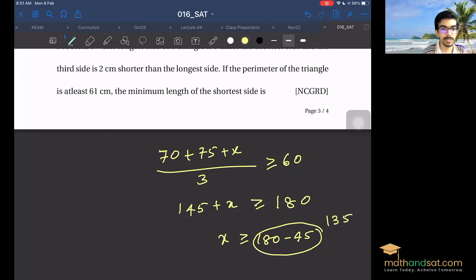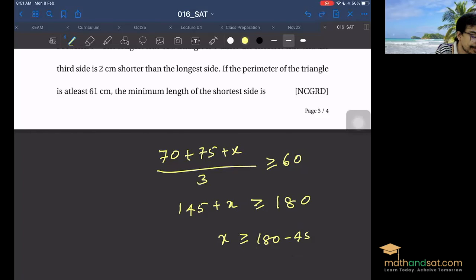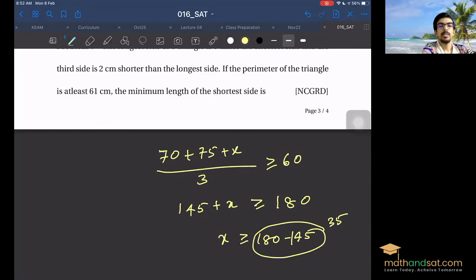Oops, did we make a mistake? Sorry, I made a mistake. It's not 45, it's 145. 180 minus 145 is going to be 35, not 135. So he has to score a minimum of 35 marks. If he scores exactly 35, the average will be exactly 60. If he scores more than 35, the average will be more than 60.